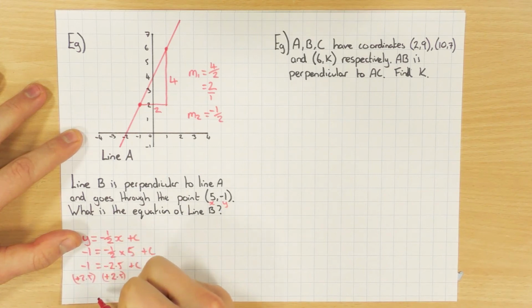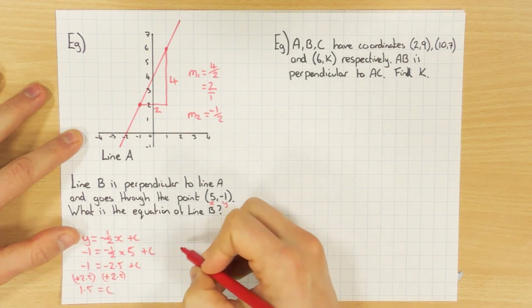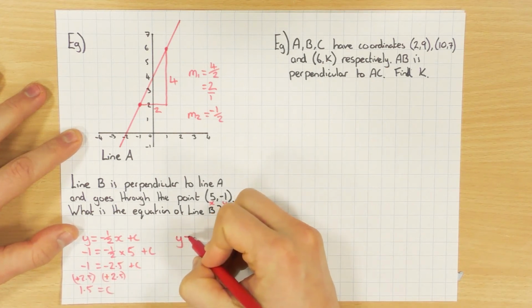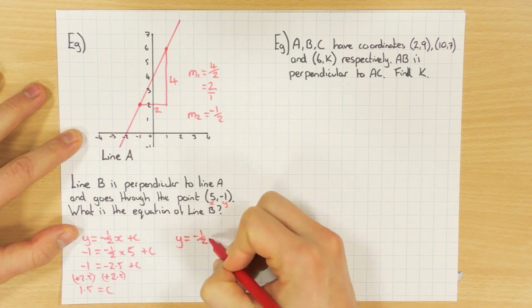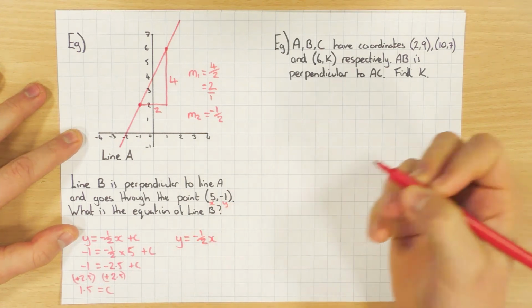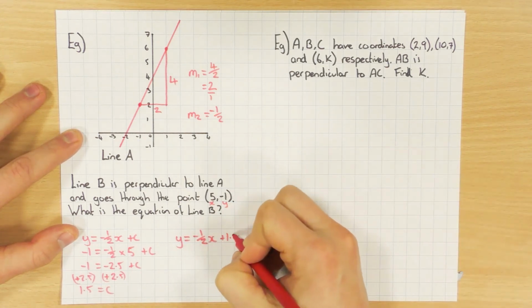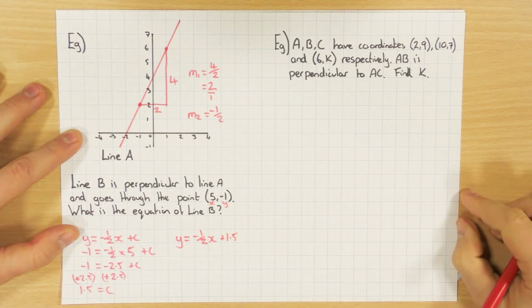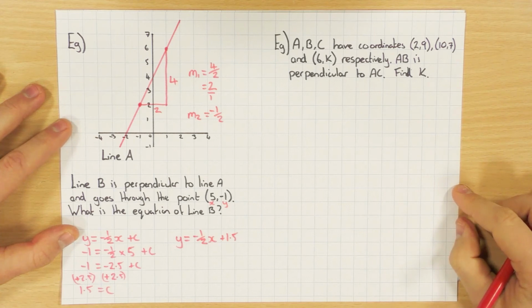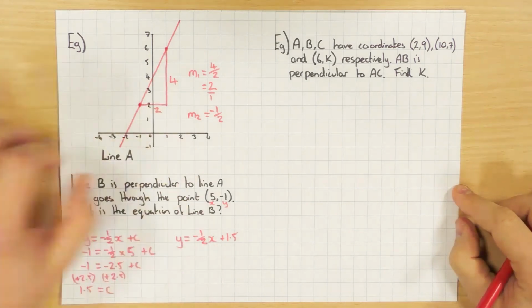So -1 plus 2.5, 1.5 equals c. Don't forget to go back and put it all together. So y equals -1/2 x, or -0.5x if you prefer, plus 1.5, or 3 over 2 if you want to convert back to a fraction. Entirely up to yourself. Okay, so that's that one when you've got a drawing.